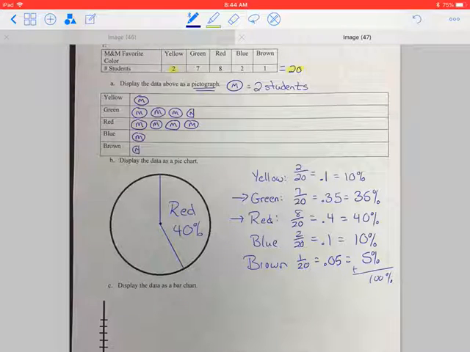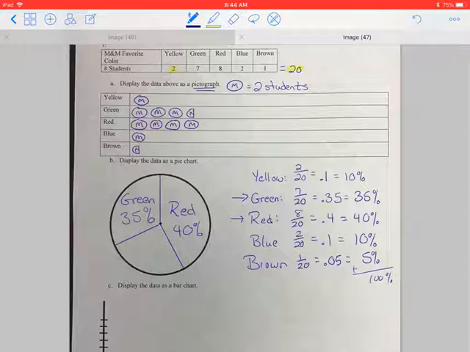So kind of eyeball where the 40 is. I want to make that a little bit smaller. That looks decent. So it doesn't have to be exact, but the biggest piece of the pie should represent your biggest percentage. Percentages that are the same size should have the same kind of slice of pie.